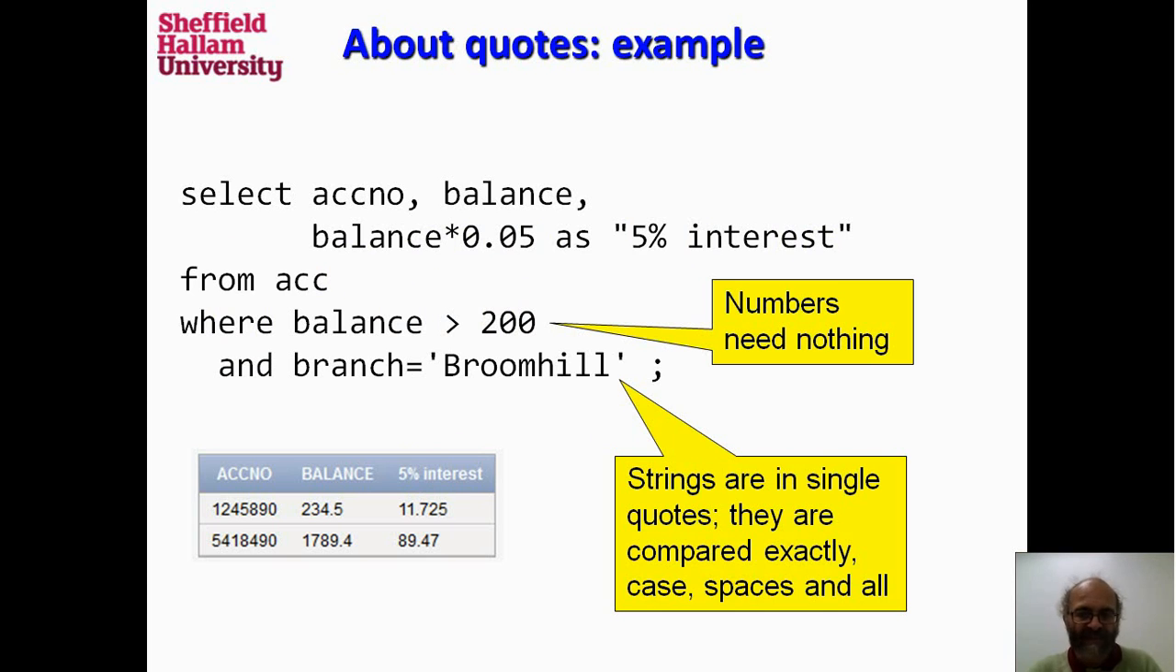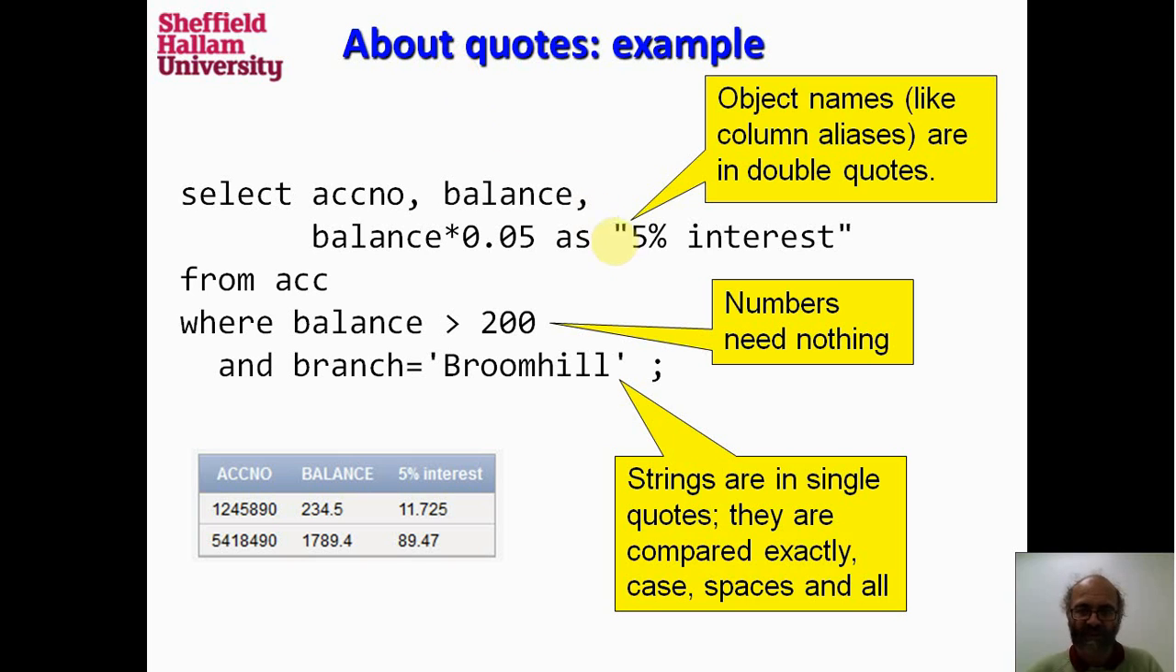You use single quotes around what we call strings. A string is a piece of data, and because we need to compare them exactly, it's important to mark where they begin and where they end without any possible mistake. Last one, the double quotes, like this one and here, are used for the names of objects. So for example, they are used for column aliases.